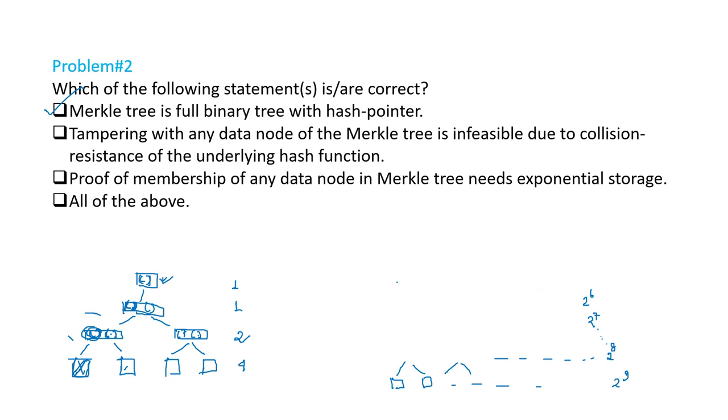Okay, coming back to the question. The second statement was correct. About the third statement, proof of membership of any data node in a Merkle tree needs exponential storage. This is wrong because if you want to prove that a data node is indeed a member of the Merkle tree, then you should give that particular data node, and with that the hash values of that data path.